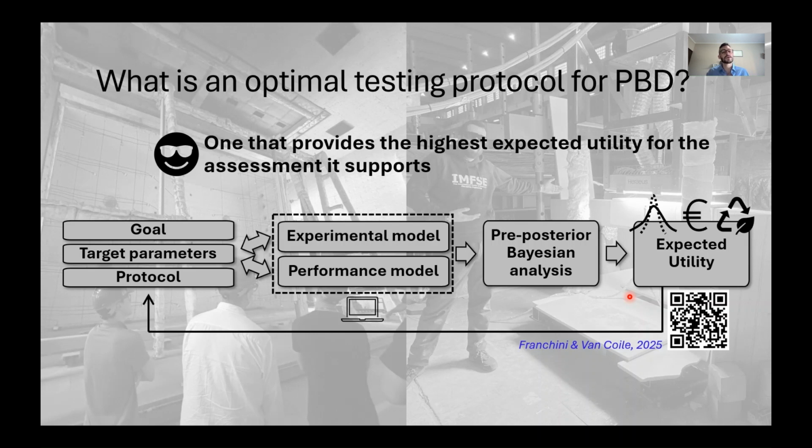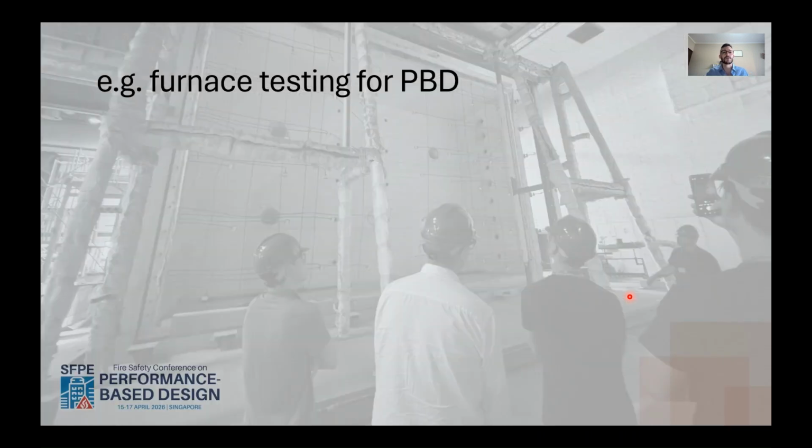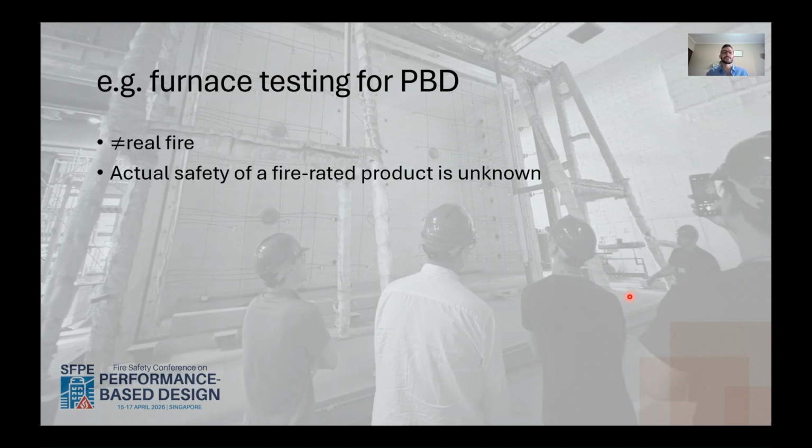In the next slides, I will show you two examples of how this methodology works. We will do that first in the context of furnace testing and second in the context of cone calorimeter testing. So let's start with furnace testing. We know this test has several benefits and it has been around for a long time, but it also has several limitations, such as the fact that it doesn't represent a real fire and the fact that the actual safety of a fire-rated product remains unknown.